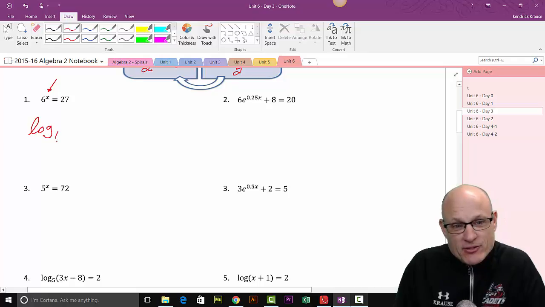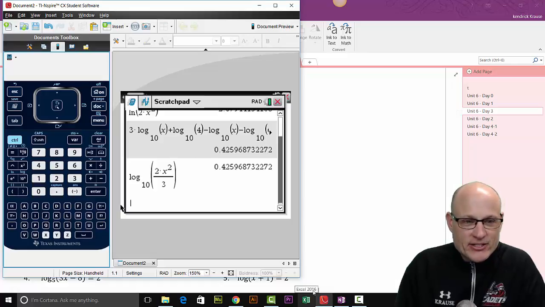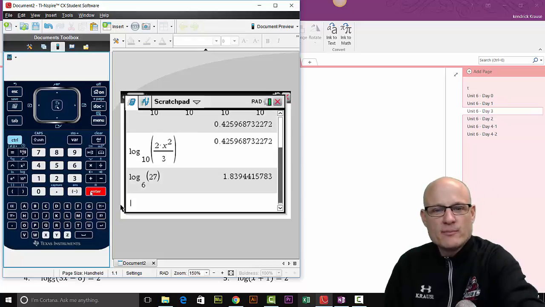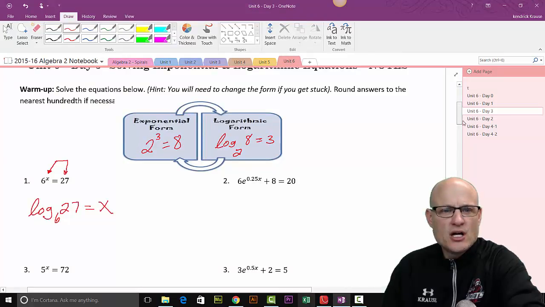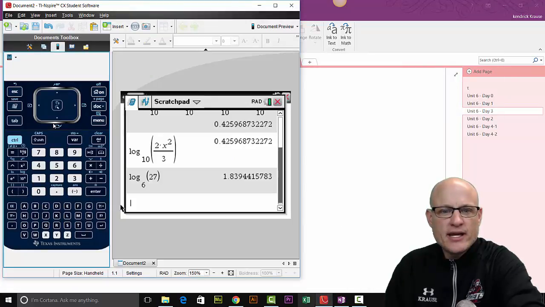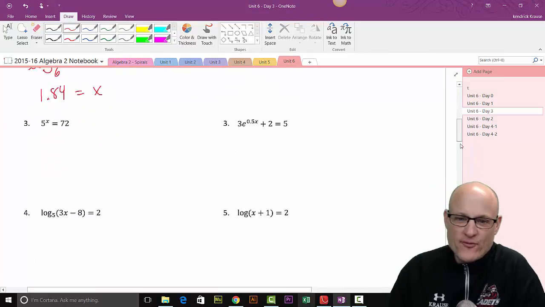At any rate, keep the base. All about that base. And then these two, we flip-flop. Log base 6 of 27 is equal to x. Grab the old calculator. We hit log base 6 of 27, I believe. Log base 6 of 27 is 1.8. What did it tell us to round? It did tell us to round here, because this is kind of annoying. Hundredths place if necessary. So 1.84. 1.84 equals x.